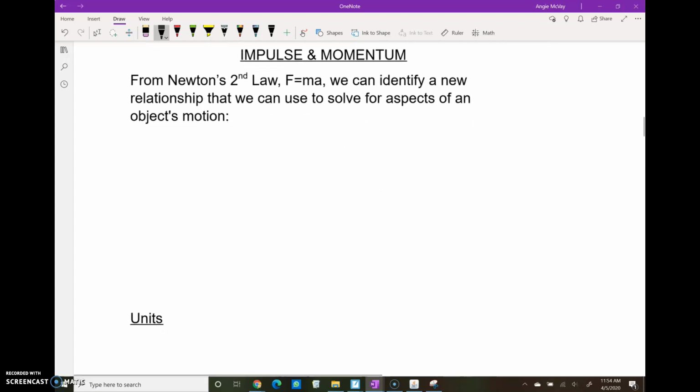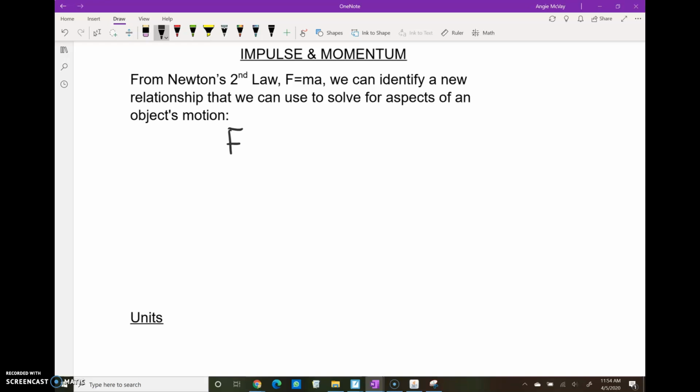Okay. So just like the work energy theorem, where a force applied for a distance will change an object's kinetic energy, there's a corollary idea with momentum. So we can take a look at Newton's second law, which is F net equals ma, and we can get a relationship that tells us how we can apply a force to get an object's momentum to change.